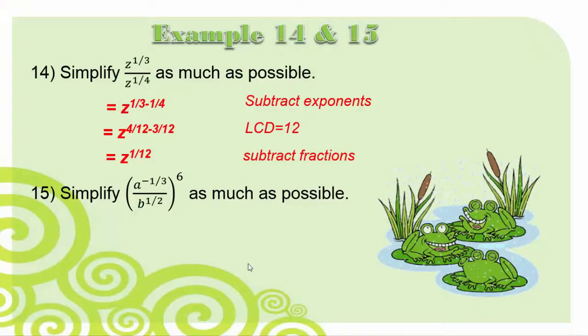In reviewing what we just did in example number 15, we multiplied in the exponent 6 to the exponent negative 1/3, and that means we got a to the negative 6 over 3, which becomes a to the negative 2. And similarly for the bottom, we multiplied the exponent 6 times the b exponent 1/2, and we got b to the 6 over 2, and that gave us b to the 3rd power. And then, because we have a negative exponent up here in the a to the negative 2, we had to move that downstairs and make it positive. And that gave us 1 over a squared b cubed.